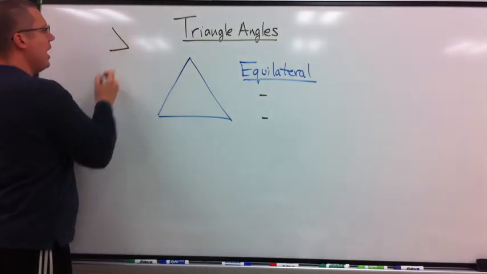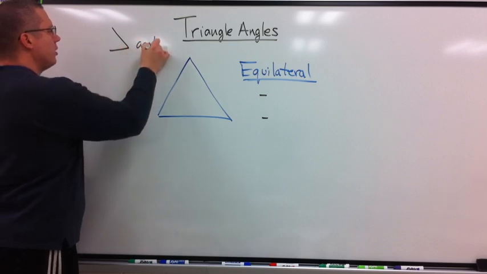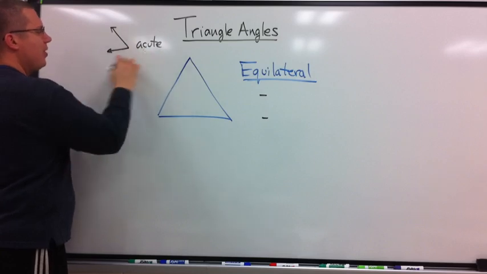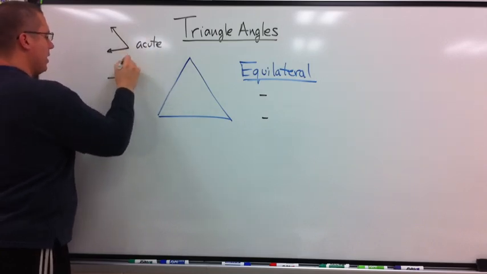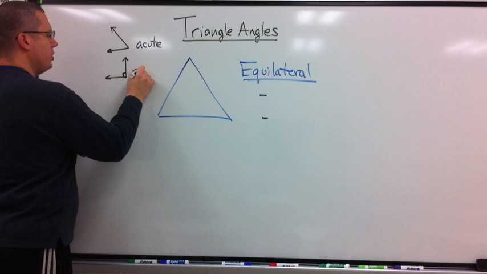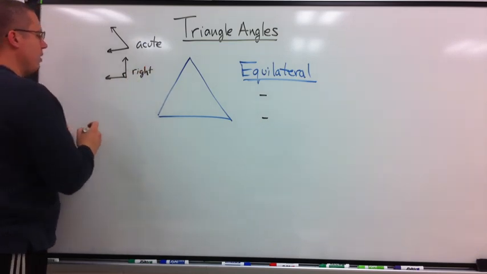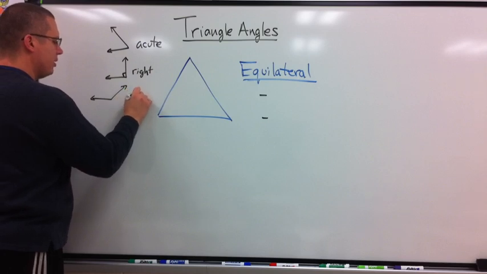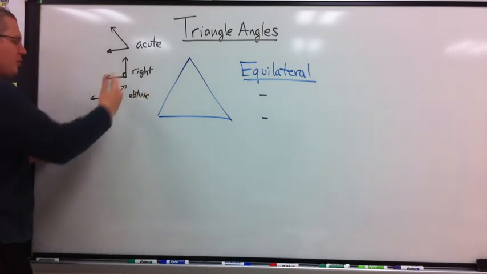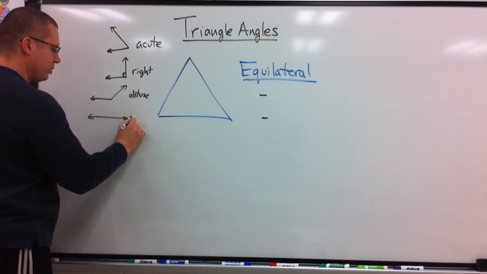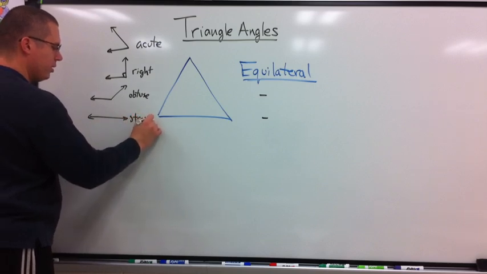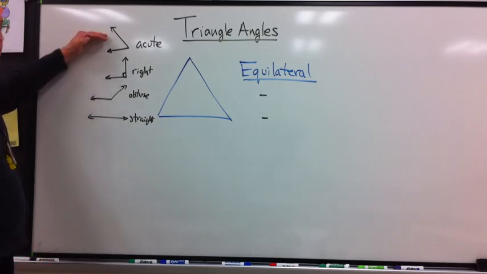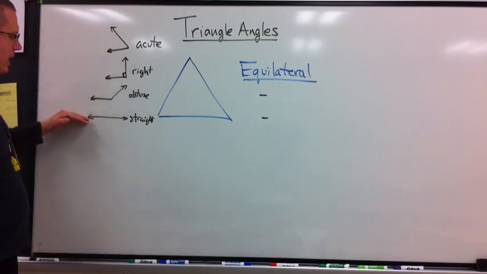Just so we're clear, there's a couple different kinds that you can have. You can have an acute angle. Acute angle is less than 90 degrees, smaller than the letter L. You can have a right angle, which is exactly equal to 90. You can have an obtuse angle, which is greater than 90. And the last kind you can have is a straight angle, which is exactly equal to 180. Smaller than 90, equal to 90. Bigger than 90, equal to 180.